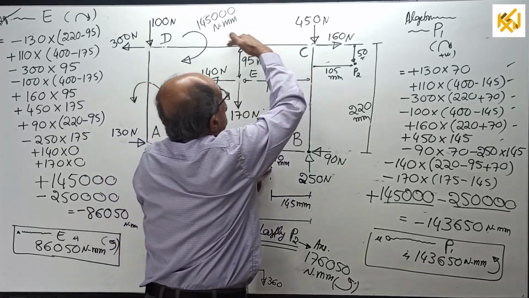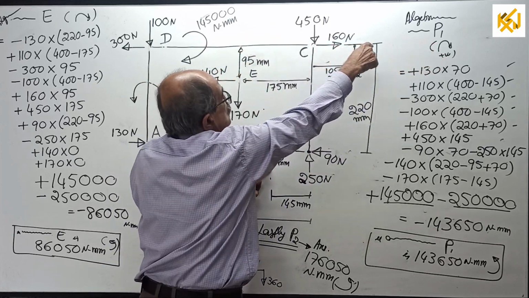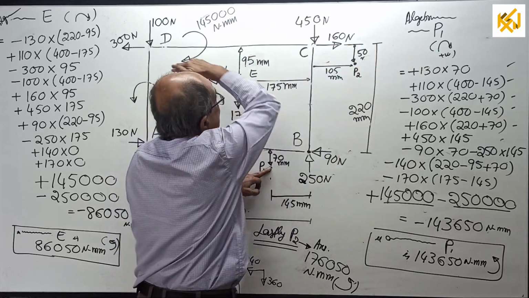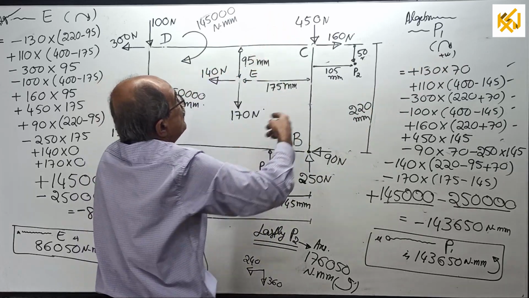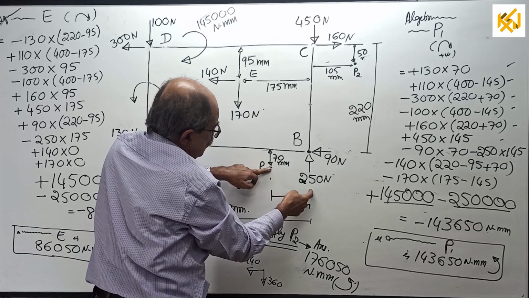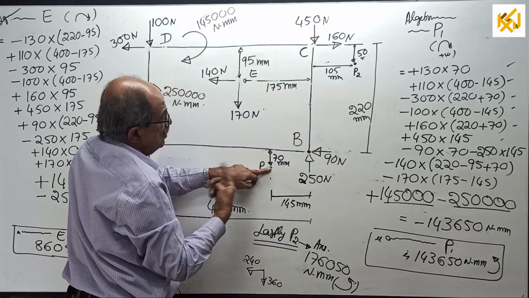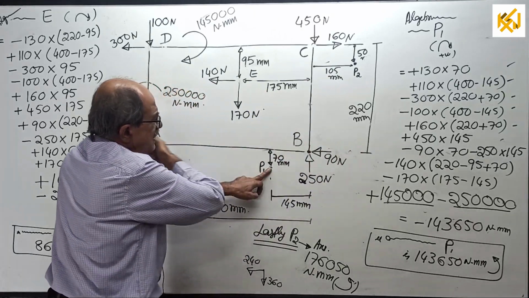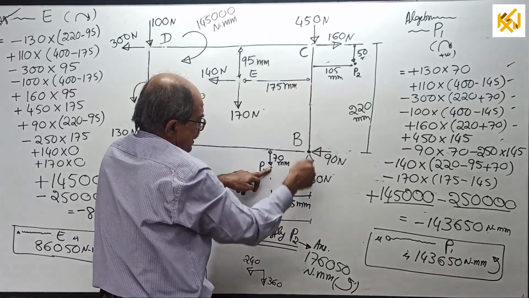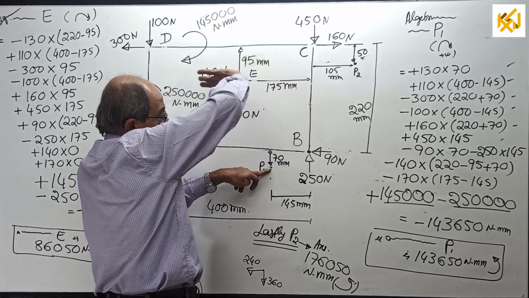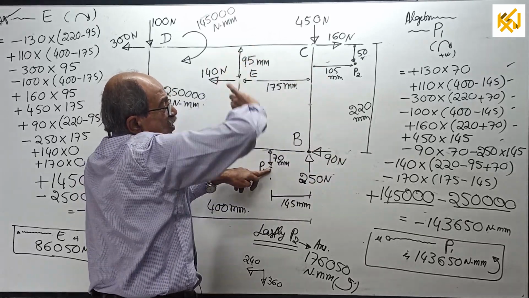Then 160 into 220 plus 70. See, 160 into 220 plus 70, clockwise. 450 into 145, clockwise. 90 into 70, anti-clockwise. 250 into 145, what? Anti-clockwise.